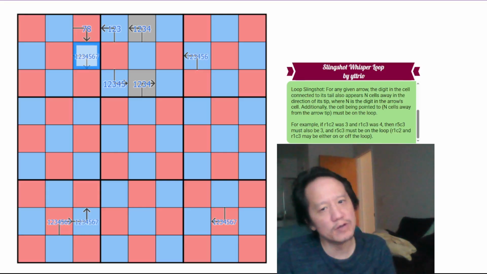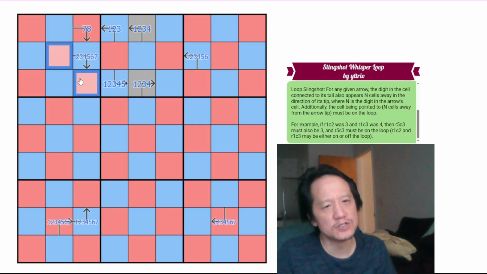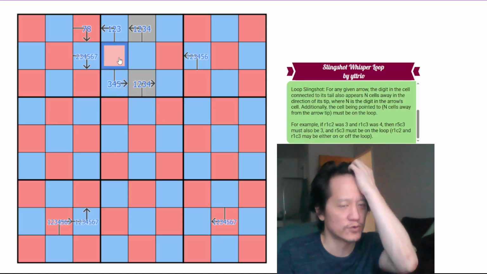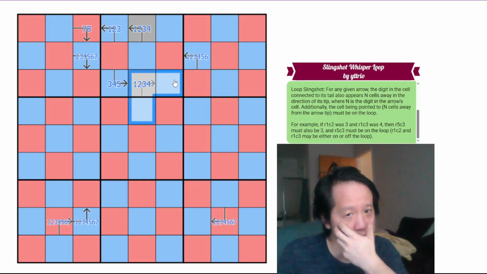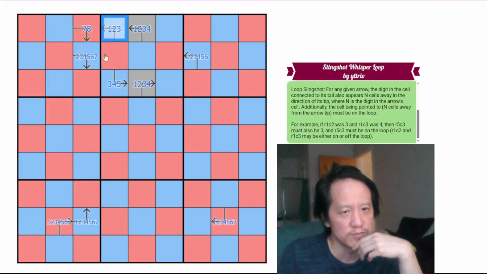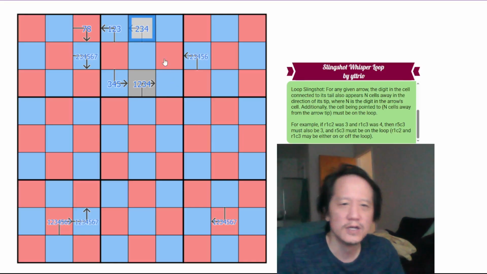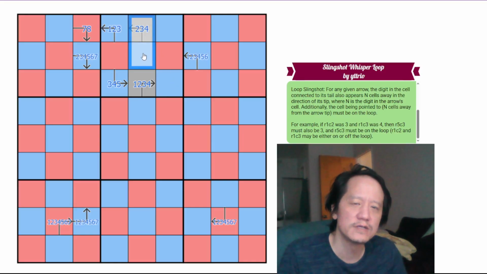This can never be 1 because then these digits would be the same. This can never be 1 because those digits would be the same. So it can't be 2 either. This is 3, 4, 5. This digit could be 1 through 4 because they're not in the same box. The reason why this can't be 1 or 2 is these would be in the same box. This can't be 1 because it would be in the same box as it. So it's 2, 3, or 4.